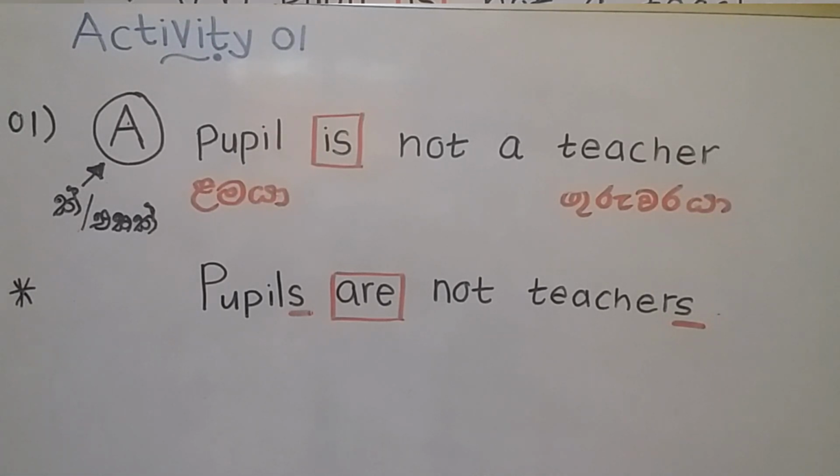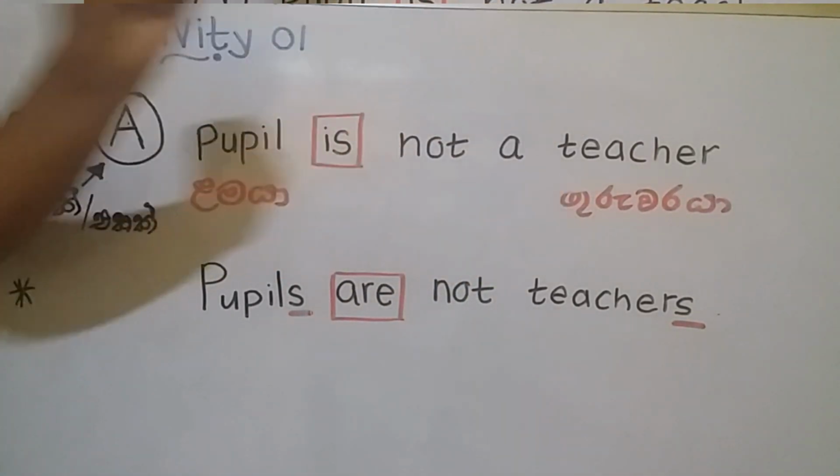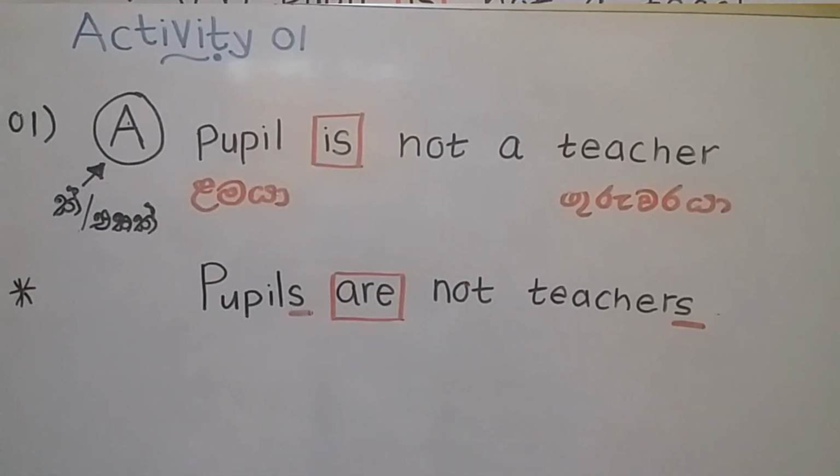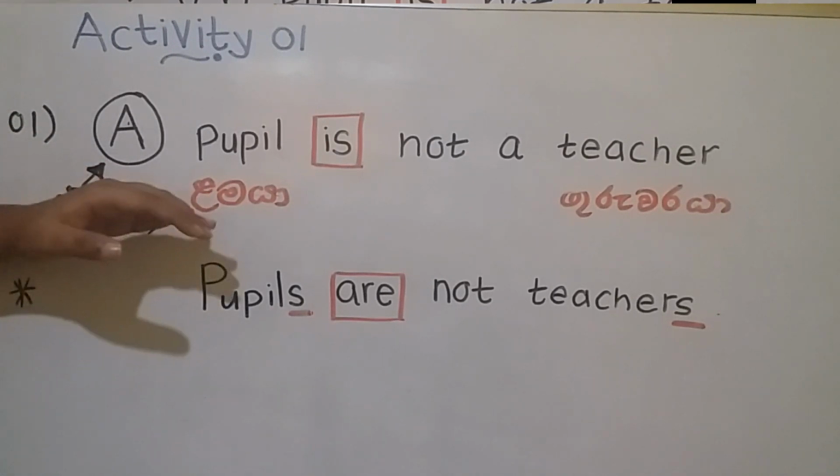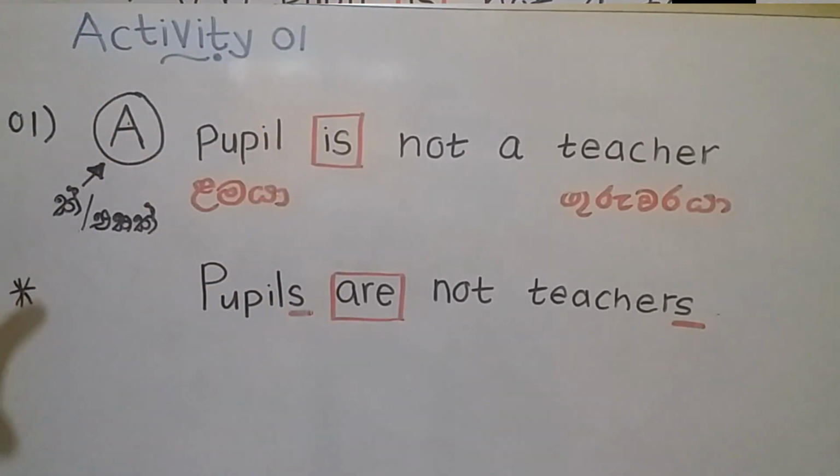Right? Okay. A pupil is not a teacher. The meaning of this sentence is, a child is not a teacher. That's the meaning. Alright. Before going to the answer, you have to find out how many nouns are there in this sentence and the subject as well as the verb in this sentence.